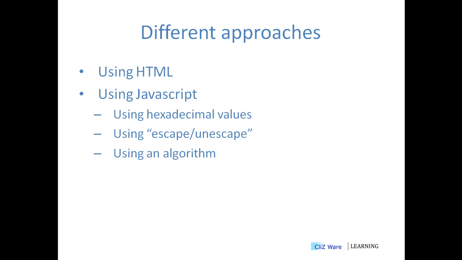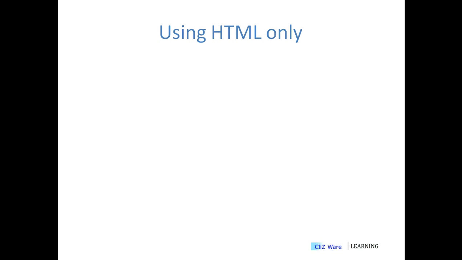So when it comes to website encryption and website protection, there are different approaches to solve this task. One of the ways is to use pure HTML. That's the first thing we're going to look at in this slide. And the most common way is to use JavaScript. And when it comes to JavaScript, there are three different ways we can use JavaScript to protect the page. One of the ways is using hexadecimal values. The second way is to use escape and unescape functions. And the third way is to use an algorithm. I'm going to define that algorithm at a later point in this video. So let's start by looking at HTML only.